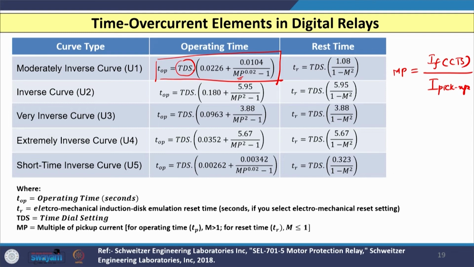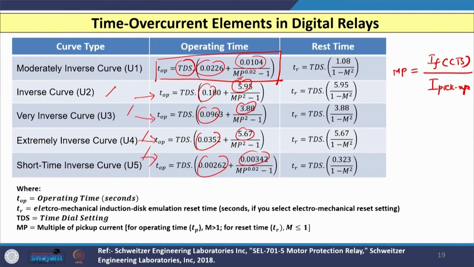Similarly, for other curves, let us say the US curves U2, U3, U4, U5, the respective equations for calculation of the time of operation of relays are given. You can see in these equations the time constants are different for each equation, right.